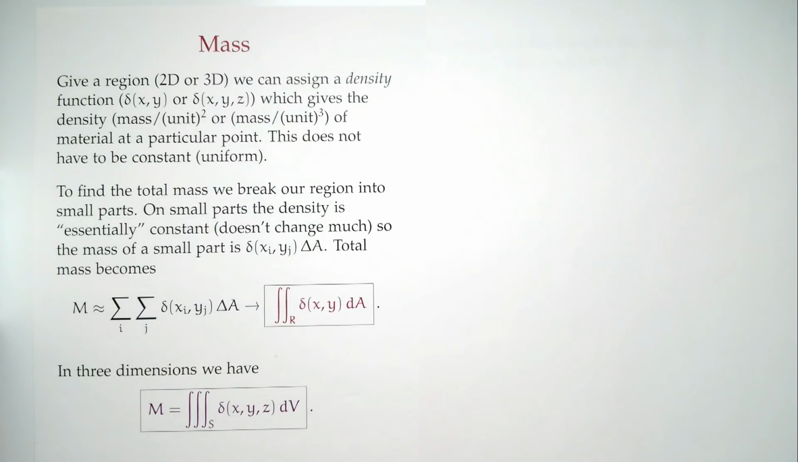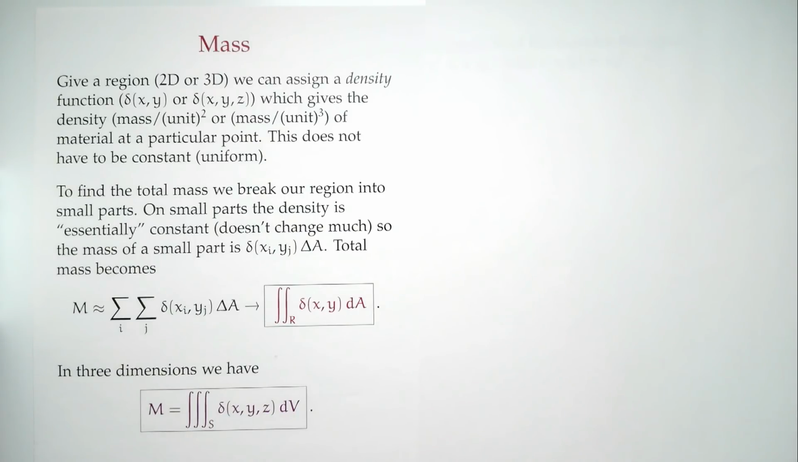So our setup is we have a density function, which we usually use delta for density. And it says how much material is there at a given location. Now, we might have a density function which is two-dimensional, and that's if we have a two-dimensional region. Sometimes you'll see this referred to as a lamina, which is just a fancy way of saying a flat thing, a flat two-dimensional shape. Or we might have a density over a three-dimensional region, which can look like just about anything that's three-dimensional. And so the density says how much mass is there at a particular location.